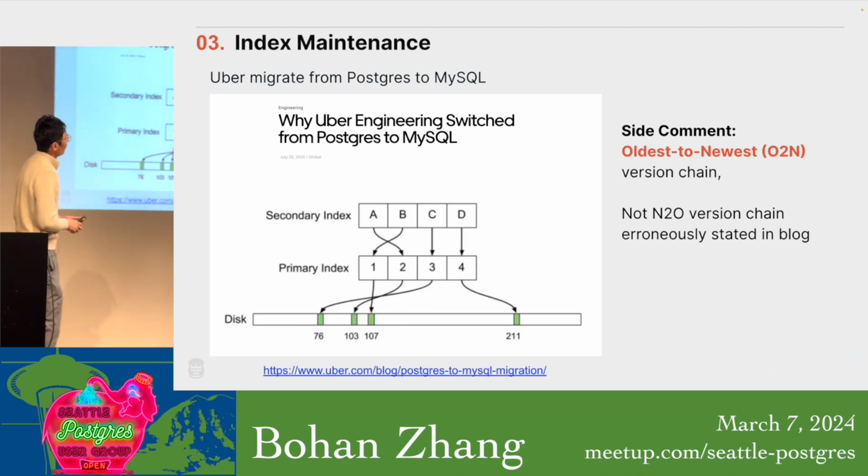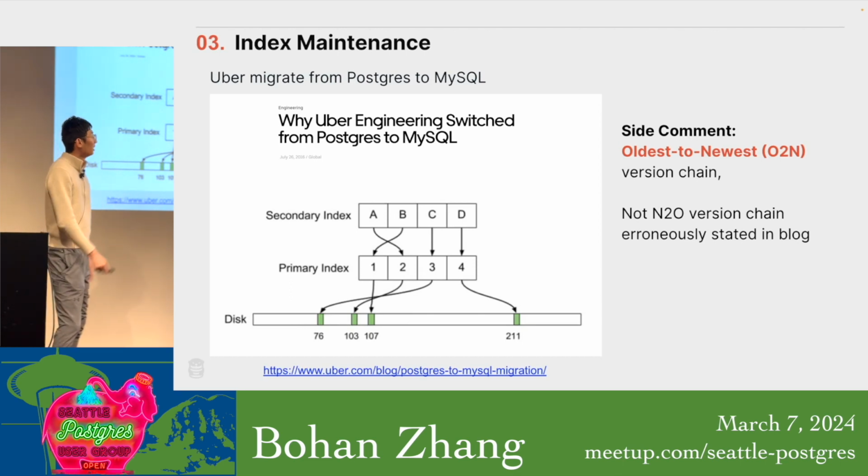because for their workload, I think it's a write-heavy workload. So basically, lots of updates in their workload, which means lots of index maintenance overhead for them. That's one of the main reasons they migrated from Postgres to MySQL. They have an article here.